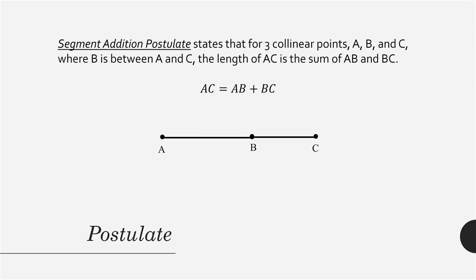The first thing we're going to look at is what's called the segment addition postulate, and that states if you have 3 collinear points, or 3 points on the same line, A, B, and C, and B is between A and C, then the length of AC is the sum of BC and AB. In other words, if I have this entire segment AC, its whole length is made up of the 2 parts AB and BC. So what does that look like if I'm doing geometry with this?